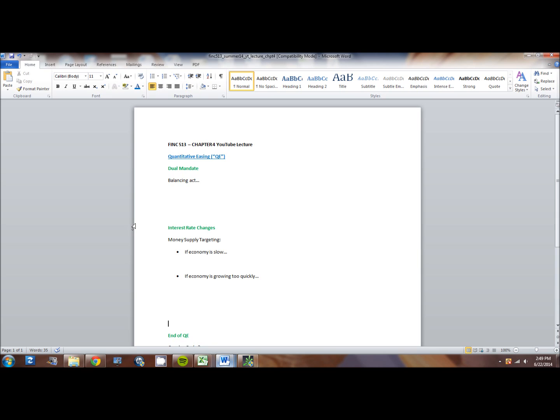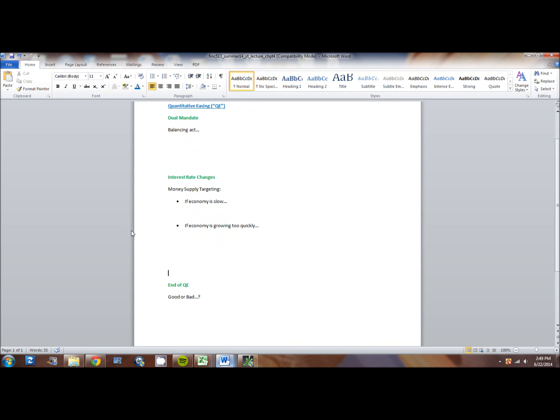And so it's very much a balancing act. The Federal Reserve does not want the economy growing too quickly because that could be very problematic in the long term. So, that brings us to the end of QE.